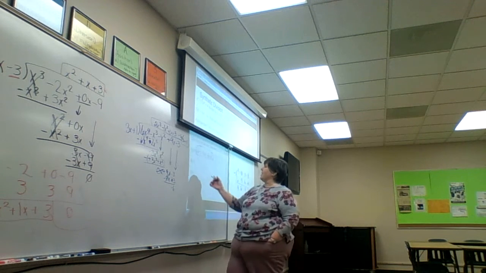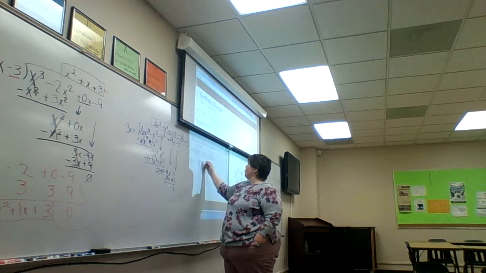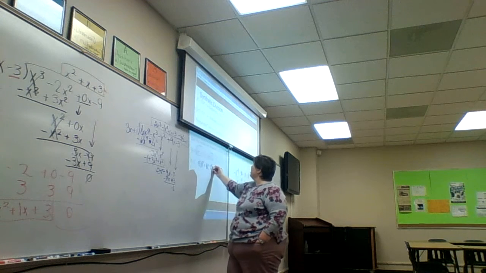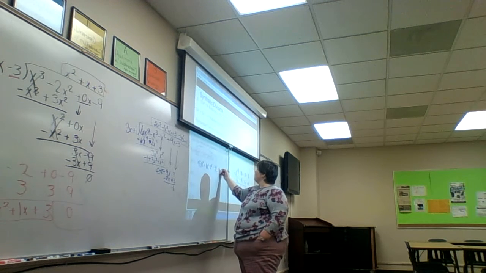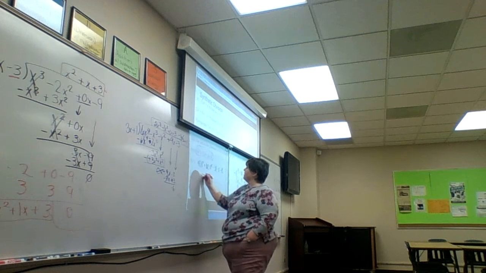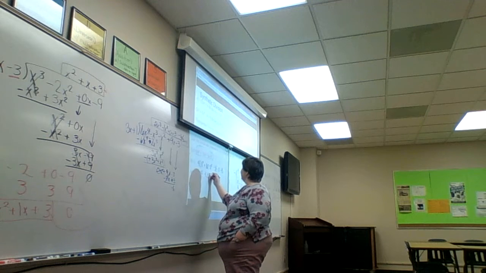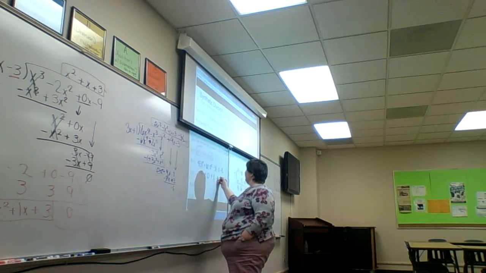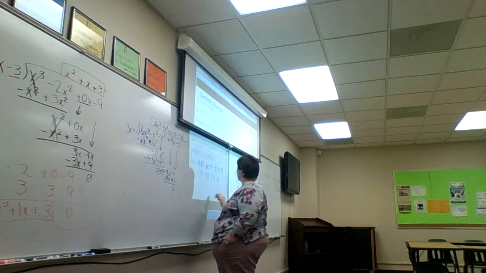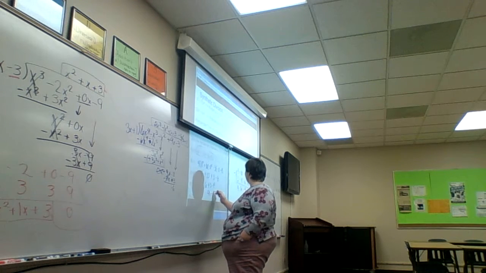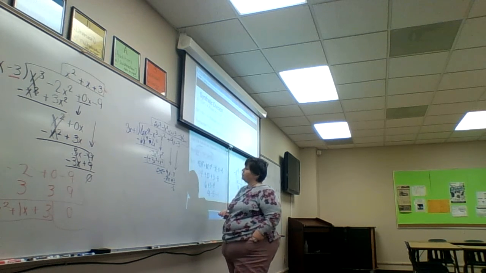So I'm just going to check that real quick. 4 times negative 1 to the third power, plus 10 times negative 1 squared, minus 3 times negative 1, minus 8. This is going to be negative 4, plus 10, plus 3, minus 8. 6 plus 3 minus 8, 9 minus 8. Oh, looks like it's right.